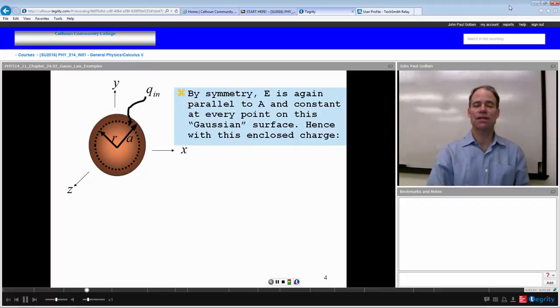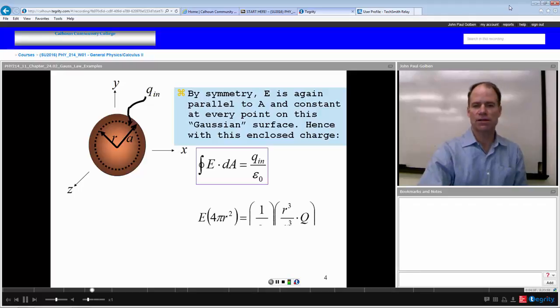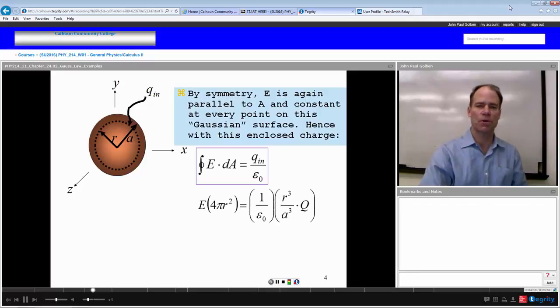By symmetry, the E field will be parallel to the area vector everywhere on our Gaussian surface, and it will be constant everywhere on that surface like we had before. And the area of our Gaussian surface will again be 4 pi r squared. So everything on the left-hand side that we had before will apply again as far as our progression in solving that integral. So E times 4 pi r squared is going to equal our charge enclosed over epsilon naught, which is r cubed over a cubed times big Q that we just determined.